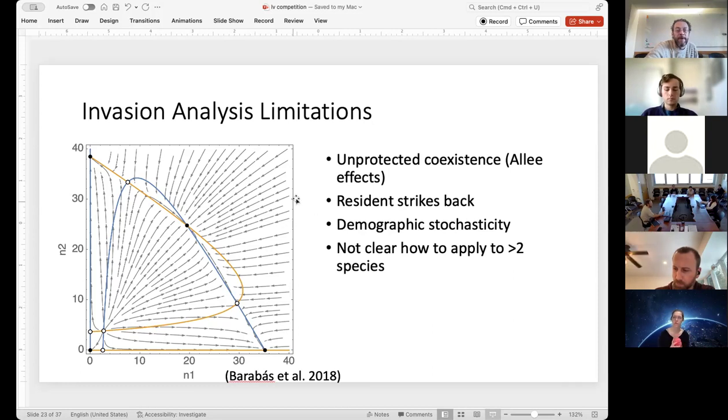This first example is what you can call unprotected coexistence. The isoclines are all bent around, so it's obviously not Lotka-Volterra. There are a lot more equilibria. In this case, each species has an Allee effect, so it has a minimum viable population size. So you can see that, yes, there's a stable two-species coexistence point, but the monocultures are also stable. This would be a case where neither one could invade the other, but for the right initial conditions, you could get the two to coexist. This is one way it can go wrong.